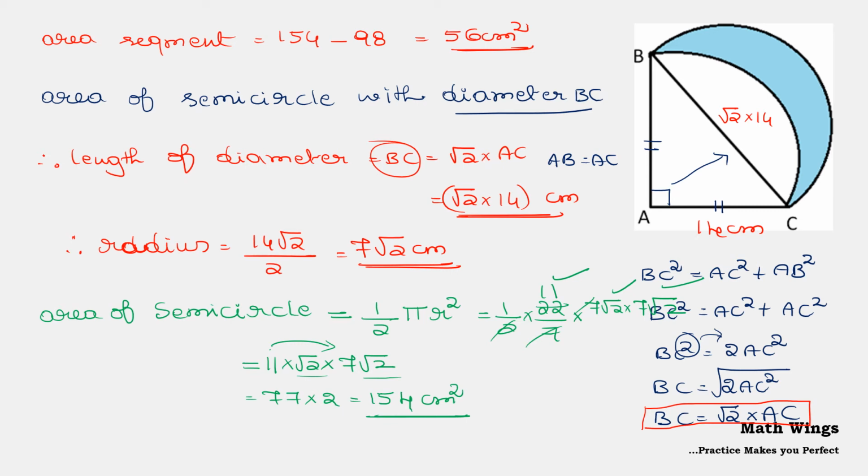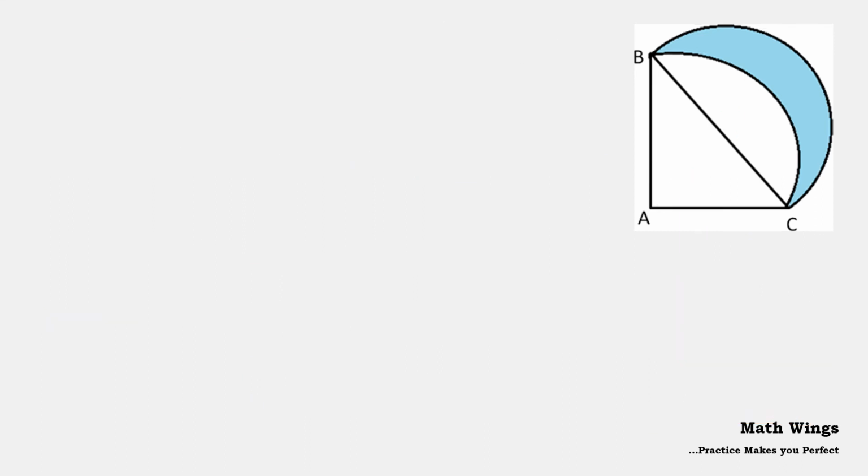Now, how can we proceed with this one? We have to find the area of the shaded region. So what's the area of the shaded region? Let us proceed. Observe, we have to mark a few things here. We have the area of the segment as 56 centimeter square. Also, we have the area of the semicircle as 154 centimeter square. So what is the area of the shaded region?